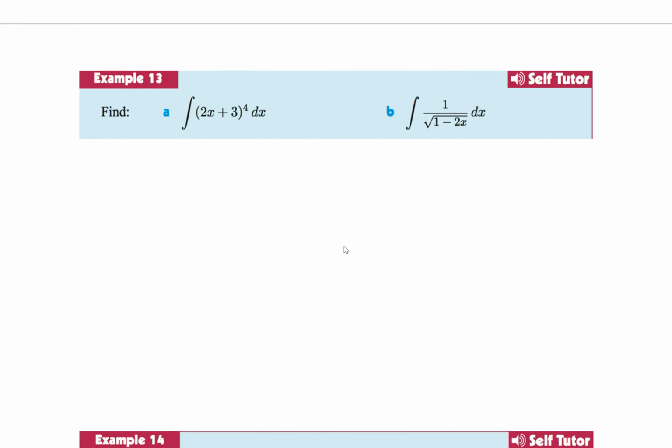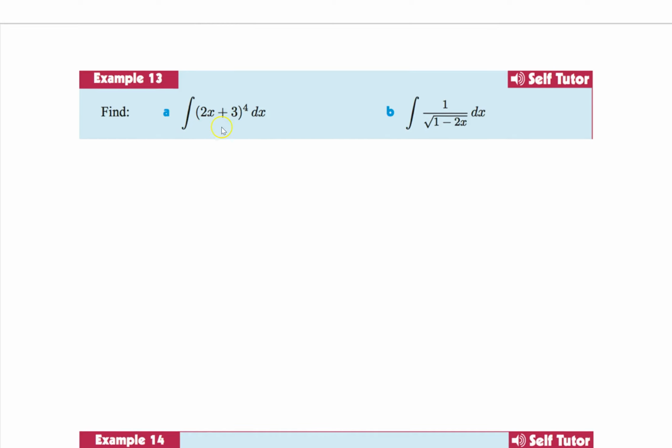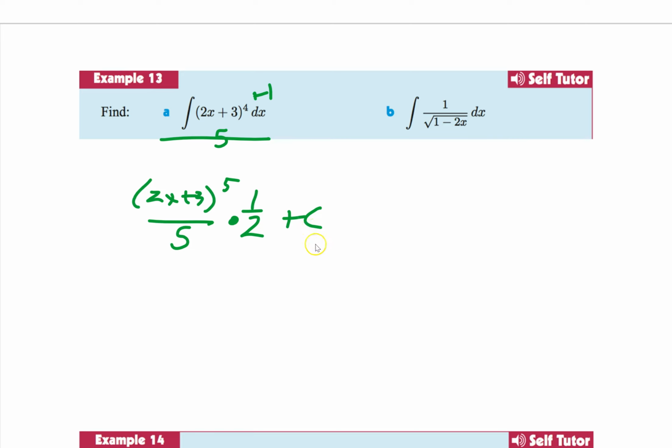Let's do a few more examples to make sure we got it, and then we can be out of here. So look at this one. Straight out reverse chain rule. So I'm going to add 1 to the power, divide by the new power. So I get 2x plus 3 to the 5th over 5. Don't forget to divide by the derivative of the inside. In this case, my derivative is 2, so 1 over 2 plus c. If you want to make it a little prettier, you can multiply the bottoms.